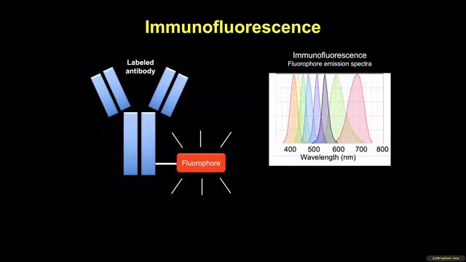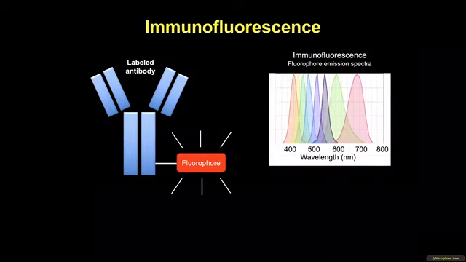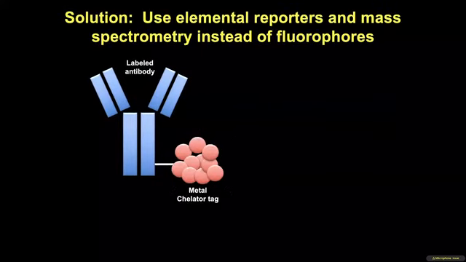And that's because the emission spectra of the fluorophores start to overlap. And so as the fluorophores overlap, it becomes harder to tease out which antibody the light is actually coming from. And so one way to get around this is to move away from using light as a reporter and instead use mass as a reporter.